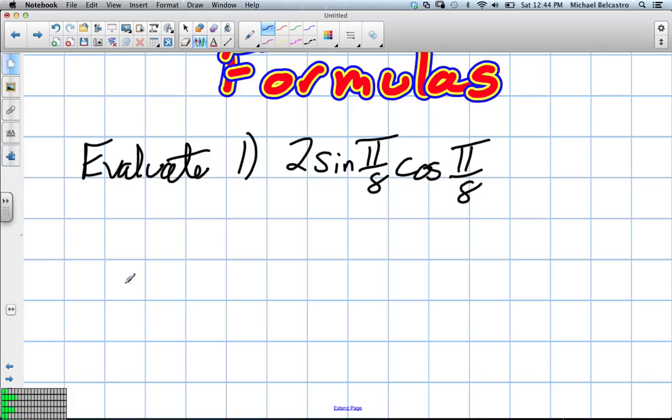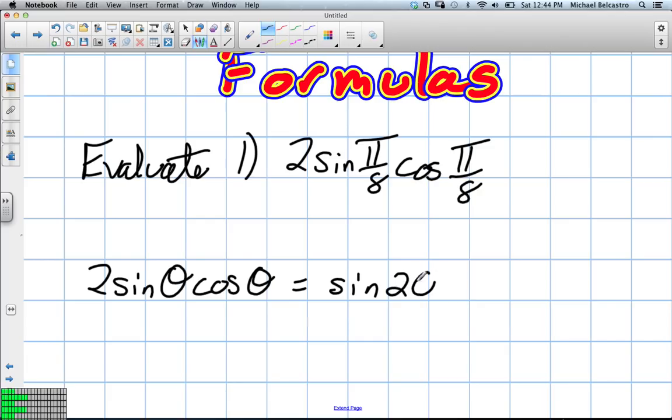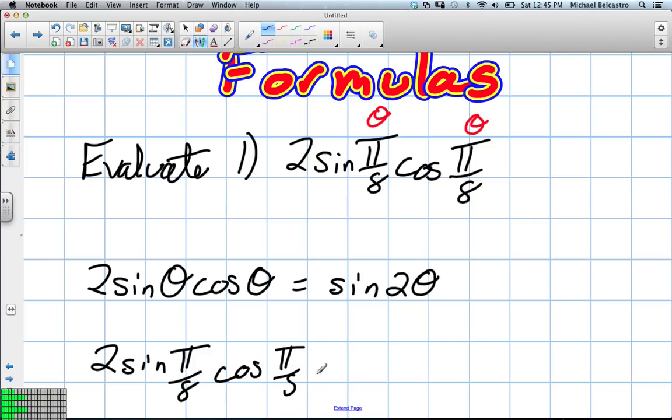Looking at them carefully, it looks like I'm going to be using the formula that says 2 sine theta times cos theta is equal to sine 2 theta. Okay? In other words, these are thetas. So what we can do is say that 2 sine pi over 8 cos pi over 8 is also the equivalent of just sine times 2 pi over 8.